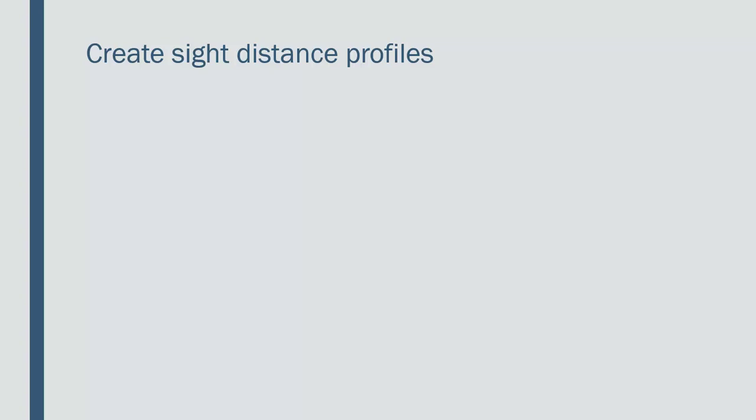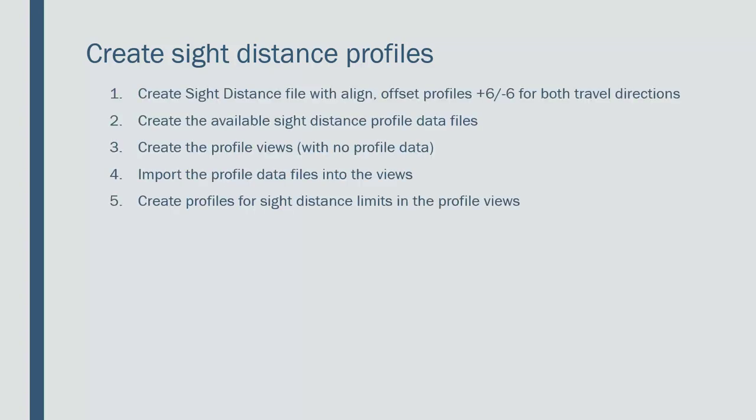So now we're going to take a look at creating sight distance profiles. This is the third dimension of this. This is going to take a look at specifically looking out over hills and making sure that you can see far enough over a hill to be in a safe driving area.